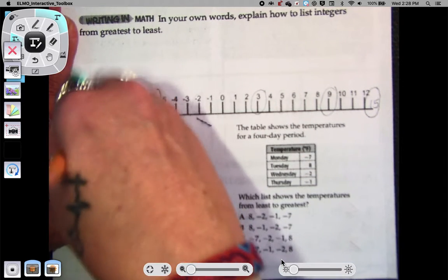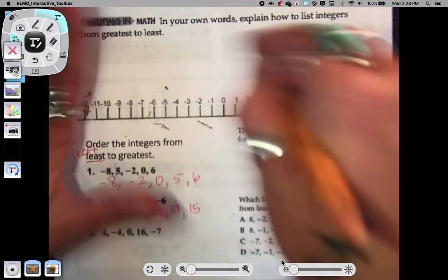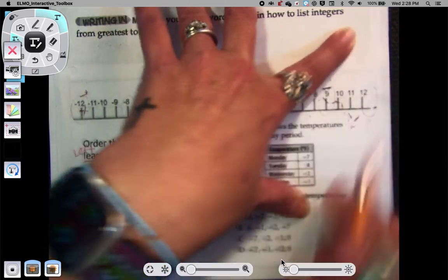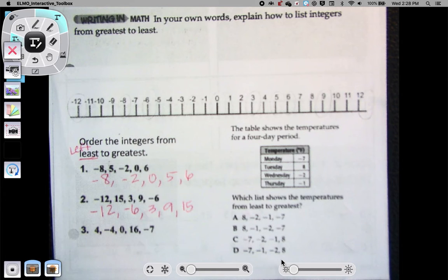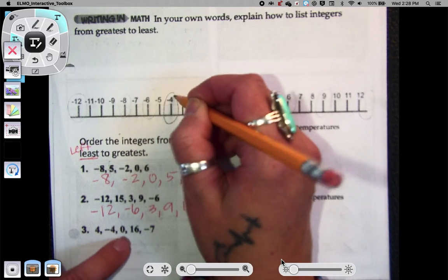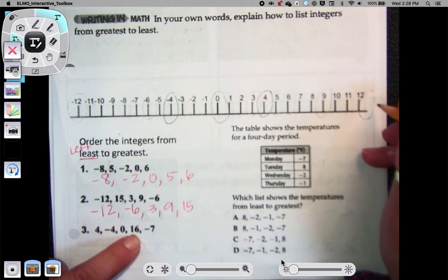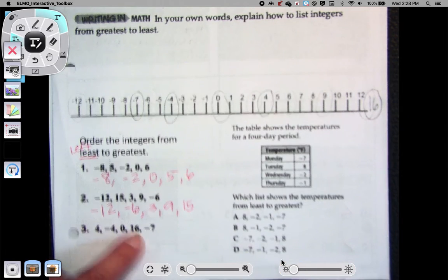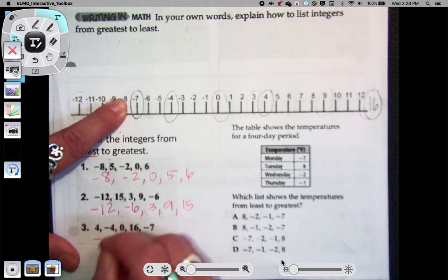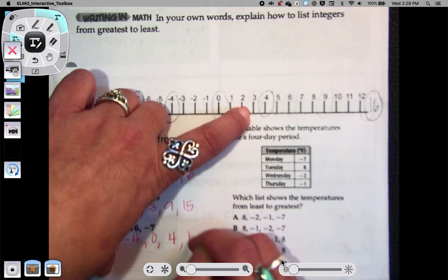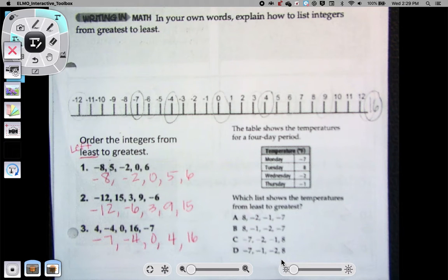Okay, I'm going to erase these so that I can use my number line again. And I am going to circle the integers in the next problem: -4, 0, of course 16 would be over here somewhere, and -7. Still working from left to right. I have -7, -4, 0, 4, and 16. The work is done for me.